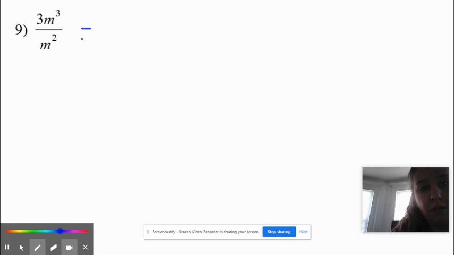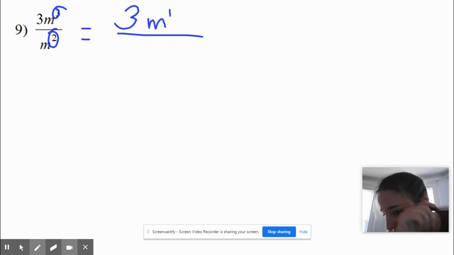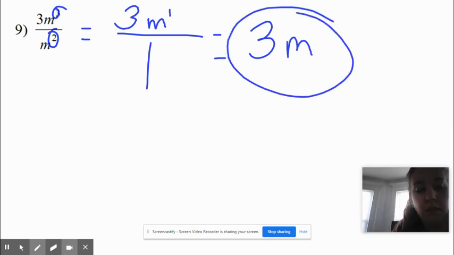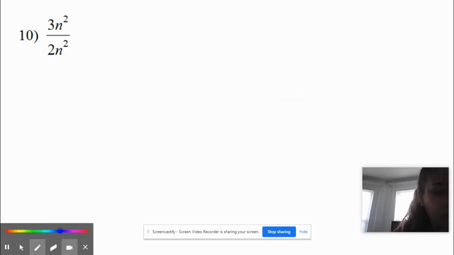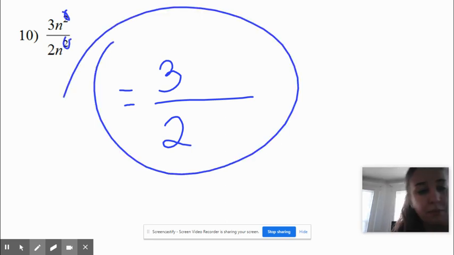All right, so here we go. Got 3. Nothing can be done. M, 3 minus 2 is 1. And it stays in the top because that's where the original bigger one was. And you could put this over 1 if you really wanted to, but that's kind of useless. Really, your final answer would just be 3m. We have 3, 2, and then look at that. 2 minus 2 is nothing. So your final answer is just 3 over 2. That was pretty simple.